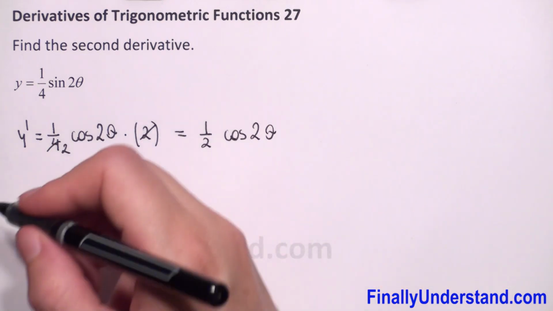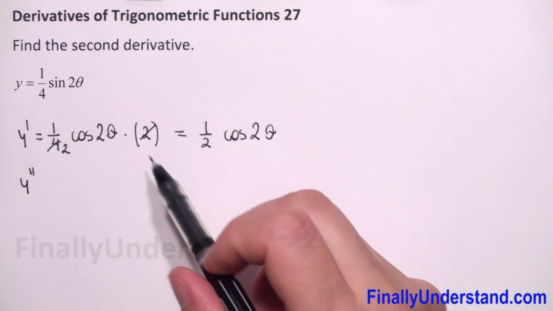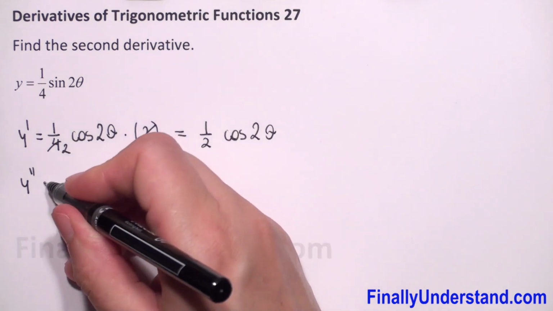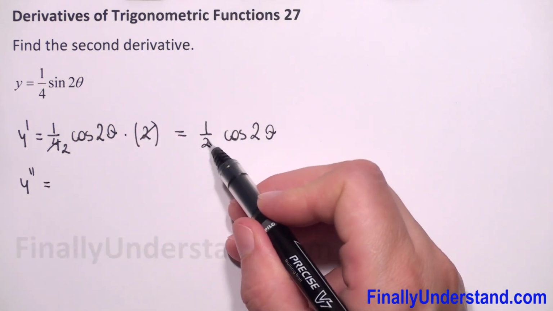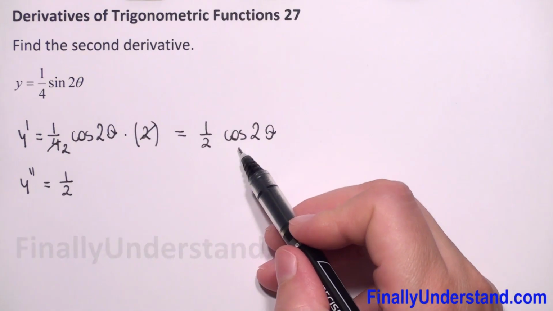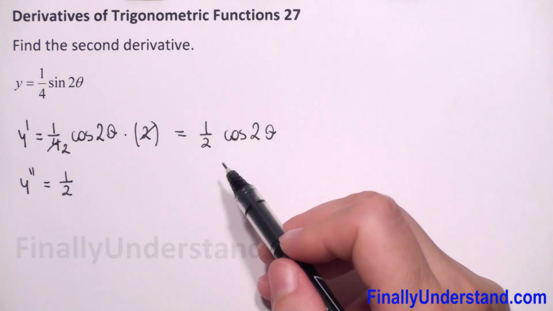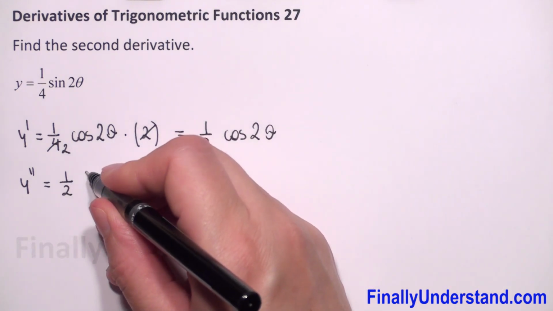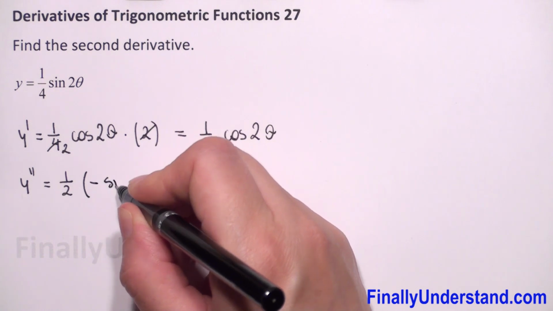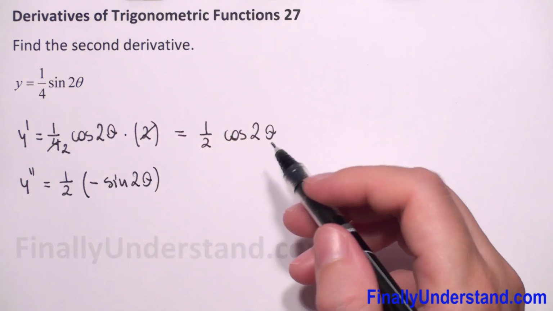Now we have to find the second derivative. It means we have to find the derivative of our first derivative. We have a constant, so we just copy this 1/2. We have a composite function, so first we have to find the derivative of the function which is outside. The derivative of cosine is negative sine, so we have times negative sine of 2 theta, we just copy.